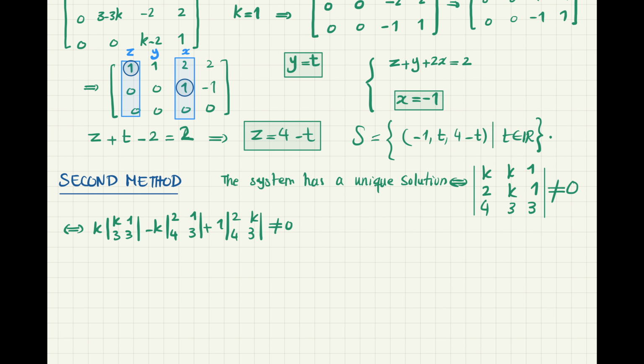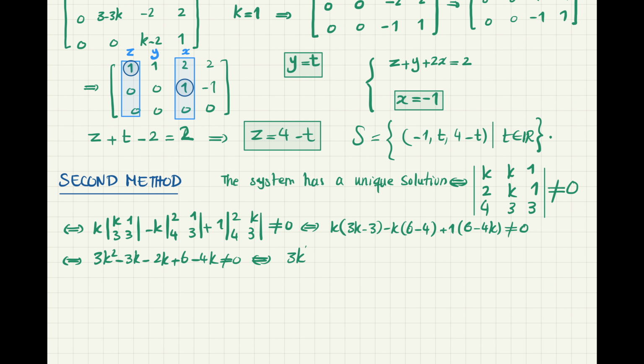Now let me just expand that. So this is if and only if k times 3k minus 3 minus k. So the determinant here is 6 minus 4, let me just write 6 minus 4. And then the other one is 1 times 6 minus 4k. This shouldn't be equal to 0. And then let me just simplify. So this becomes 3k squared minus 3k minus 2k, and then I have positive 6 minus 4k, which shouldn't be equal to 0. And after simplification, I will have 3k squared minus 9k, and then finally plus 6. It shouldn't be equal to 0.